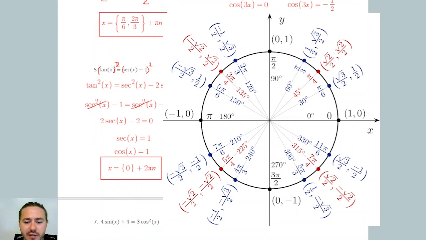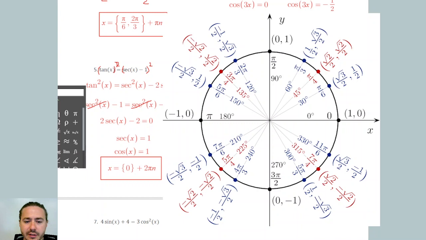Okay, number 6, looks like we're going to have to use another Pythagorean identity on this one. So sine squared x, this is the one you should have memorized, is equal to 1 minus cosine squared x. So I'm going to make that little replacement there. Equals 6 cosine x. I'm just going to go ahead and distribute that, plus 6.